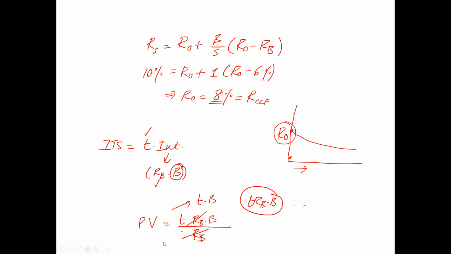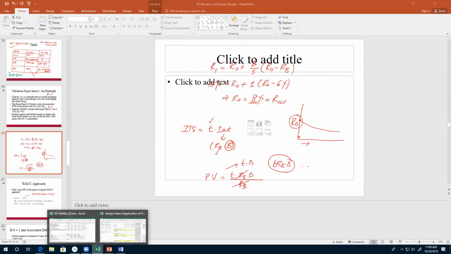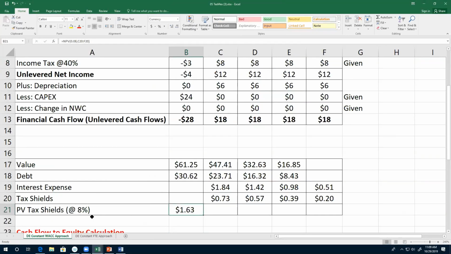Rather, the discount rate that I'm using is the 8%, right? Not the 6%, which is the cost of debt, but the 8%, which is my cost of unlevered equity. Why? Why am I doing that? And this again goes back to this point that I was making in the last lecture. What is the main difference between what we're doing here and what Modigliani and Miller were assuming?